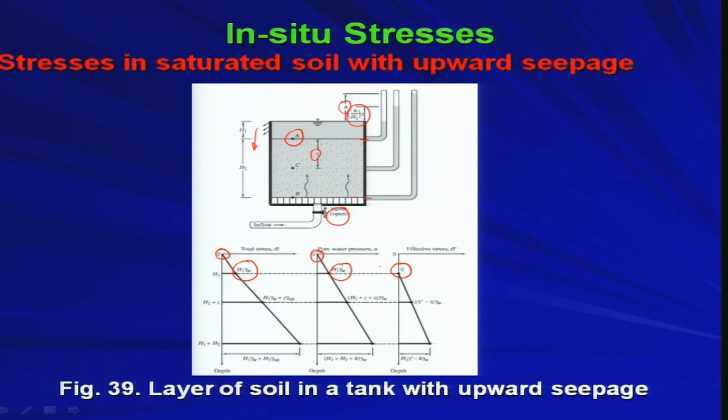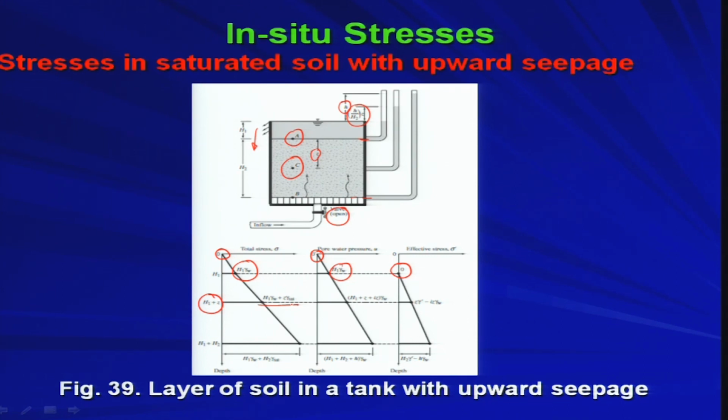Now, if you come to some point C, what will be your total stress? C is located at a depth H1 plus Z from the top surface. So, your total stress is H1 gamma W plus Z gamma saturated. H1 gamma W is coming from the free water depth and Z into gamma saturated is basically coming from the soil contribution.